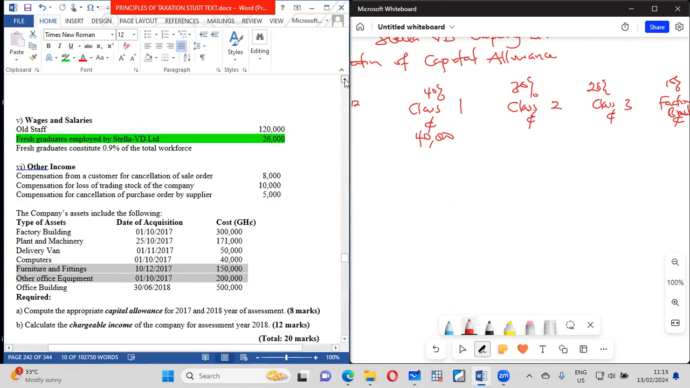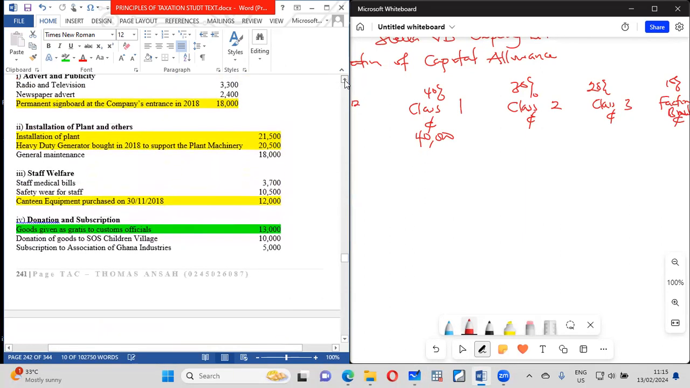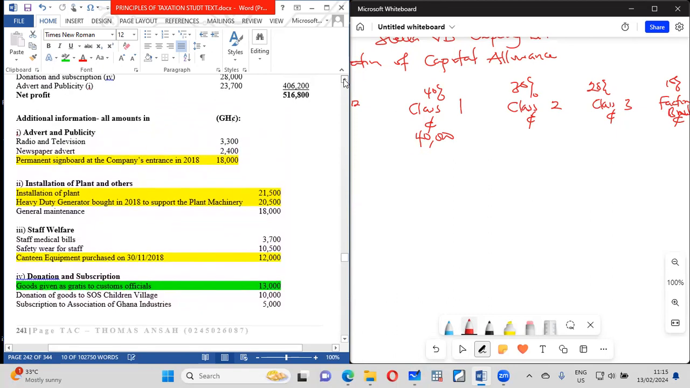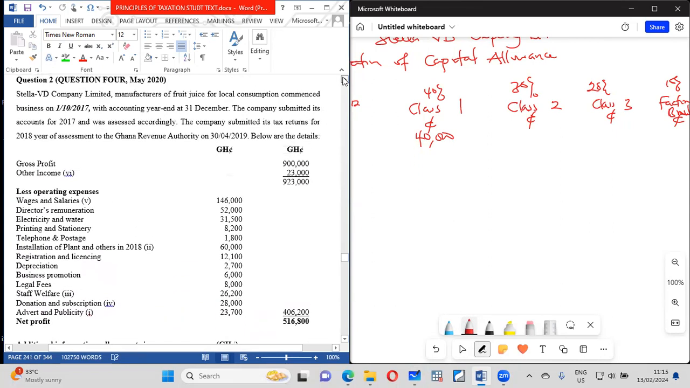So that is basically what we have, 221,000. There is an additional one, of course, but that one was bought in 2018. So where is it? We have this plant, which was bought in 2018. What about this installation of plant? Do we have any date for that? Installation of plant and others in 2018. So this one too is something in 2018.